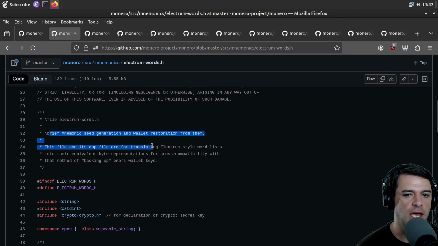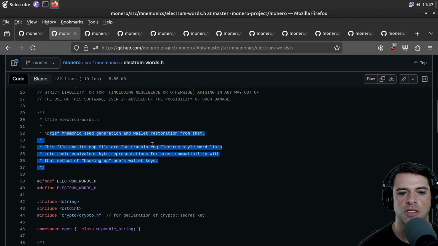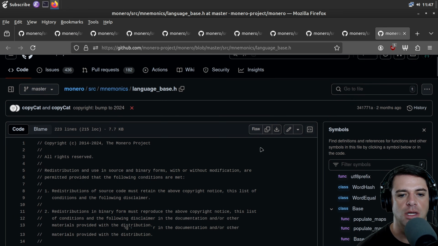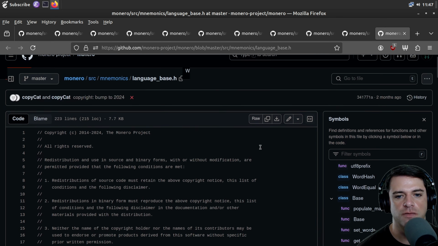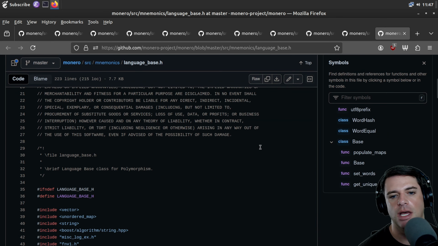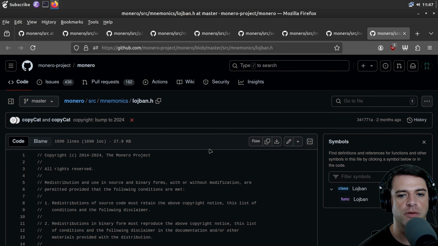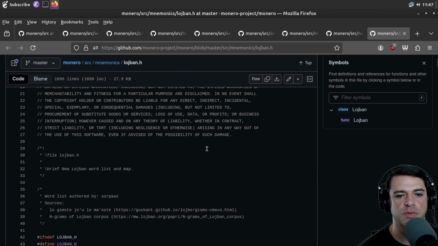Mnemonic seed generation and wallet restoration from them. This file and its CPP file are for translating Electrum-style word lists into their equivalent byte representations for cross-compatibility with that method of backing up one's wallet keys. Okay, so that's what this is. This is the mnemonic words for encoding a key as a list of words, and so in theory, you can remember the words better. I don't know what Lojban is.